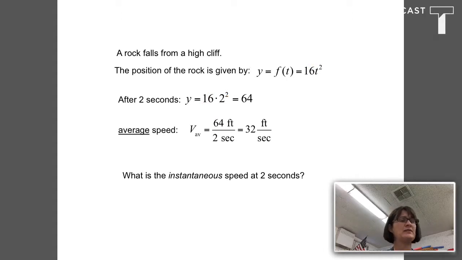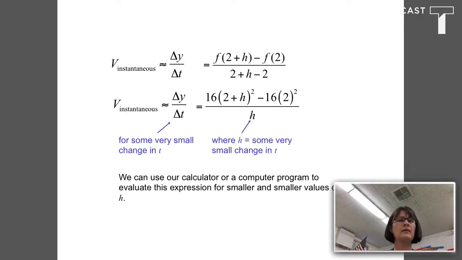The instantaneous speed is a different matter. If I want to know the speed of the rock at one particular moment, let's see what we're going to do. I'd like to use that formula that I use for average speed, because it seems like it's a speed formula, I should still be able to use it. But the problem is, my time interval now is reduced to 0. I care about the speed of the rock at exactly 2 seconds.